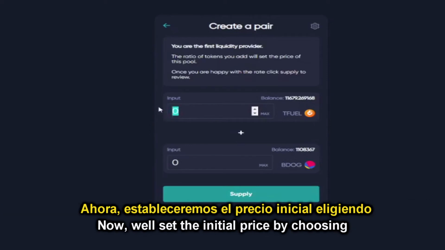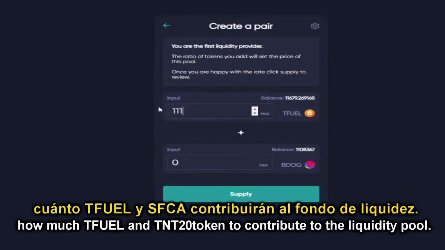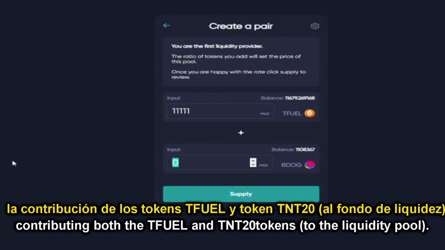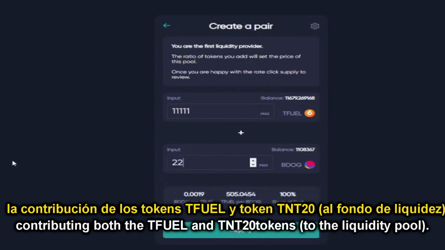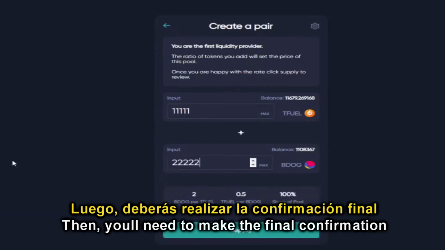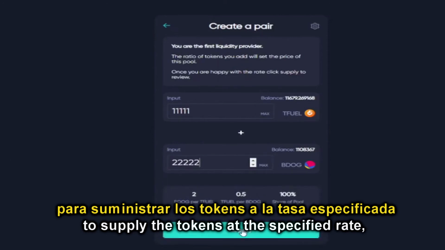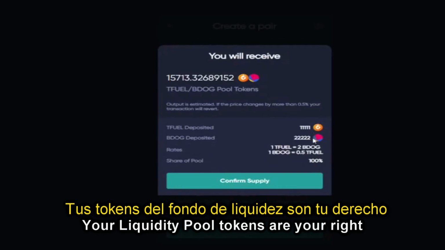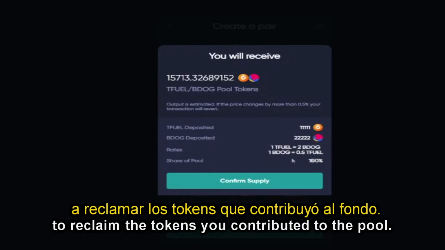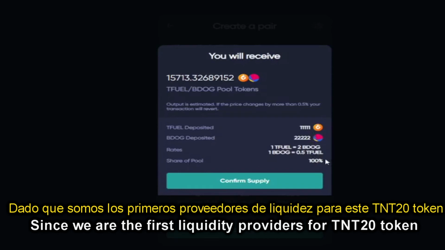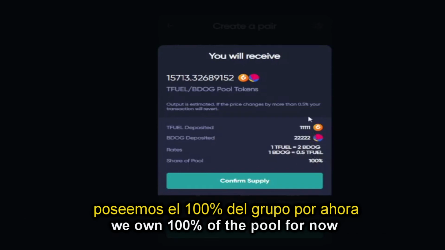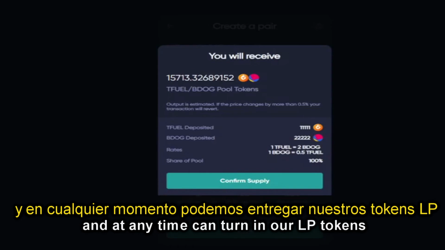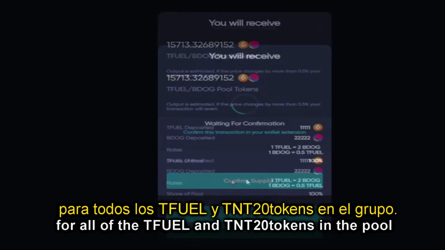Now, we'll set the initial price by choosing how much TFuel and TNT20 token to contribute to the liquidity pool. Follow the prompts to approve contributing both TFuel and the TNT20 token. Then you will need to make a final confirmation to supply the tokens at the stated rate and receive your liquidity pool tokens in return. Your liquidity pool tokens are your right to reclaim the tokens you contribute to the pool. Since we are the first liquidity providers for this TNT20 token, we own 100% of the pool for now and at any time can turn in our LP tokens for all the TFuel and TNT20 token in the pool.